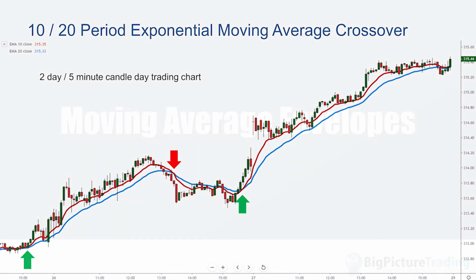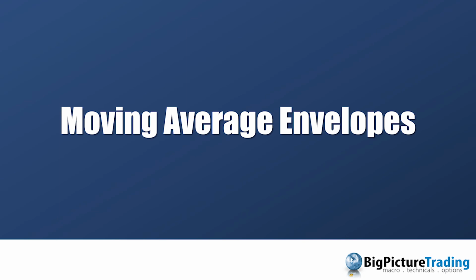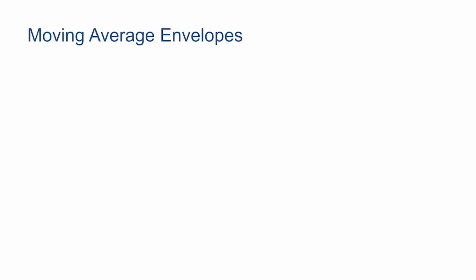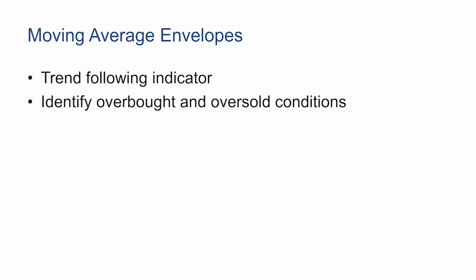So I want to move on and talk about moving average envelopes. And so what is a moving average envelope, and why would we consider it? A moving average envelope is a trend-following indicator or overlay. What we're doing is trying to identify overbought and oversold conditions.